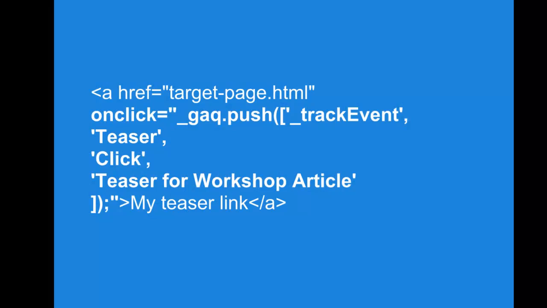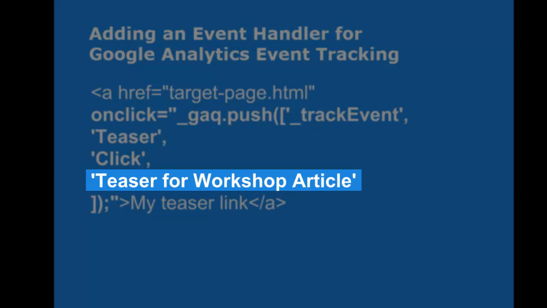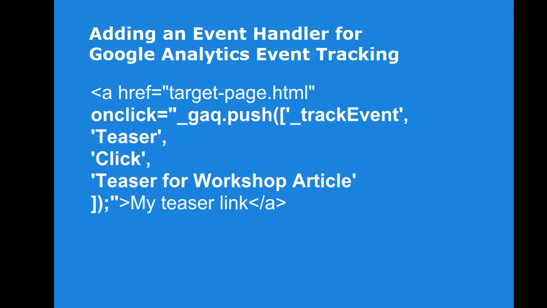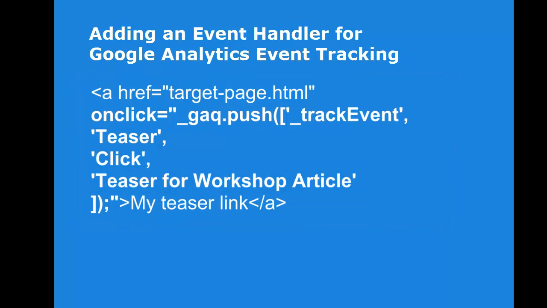You also must exactly specify the category, action, and label for the event you prefer, so you can easily later on find the events you're looking for in Google Analytics event tracking report. So 50 clicks on this link with the label teaser for workshop article means you will find a count of 50 events with the label of teaser for workshop article in Google Analytics event tracking reports.